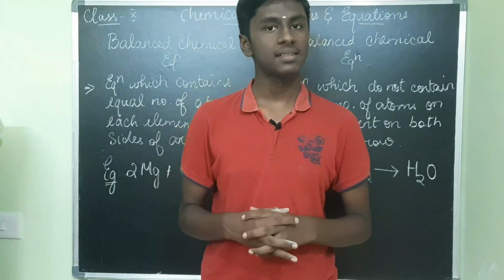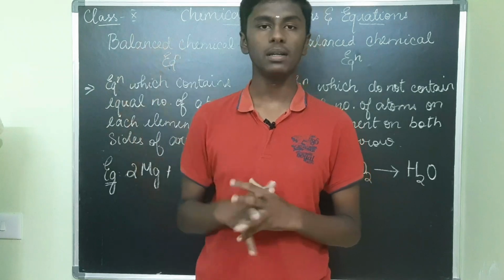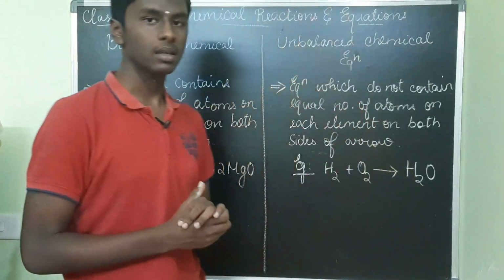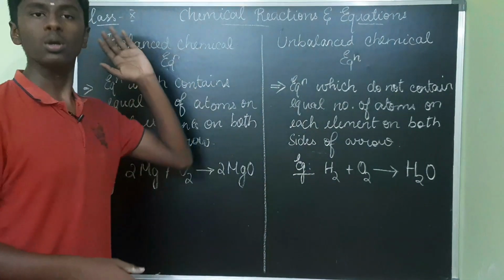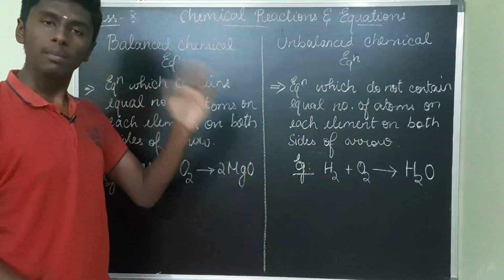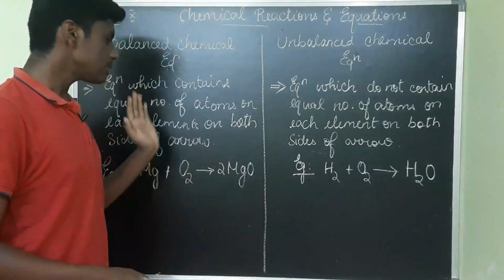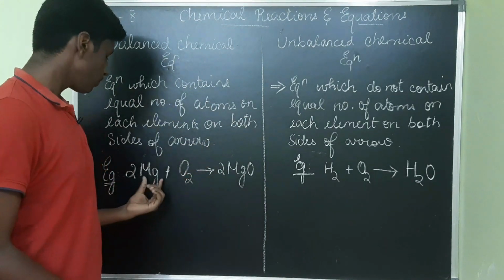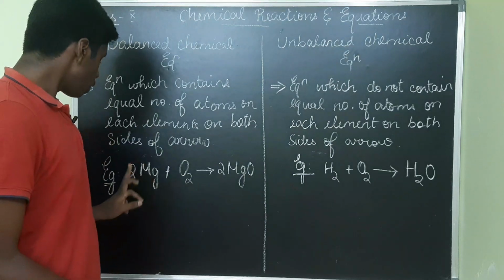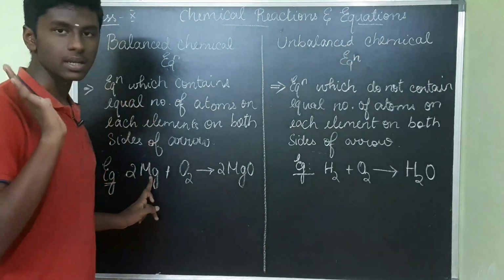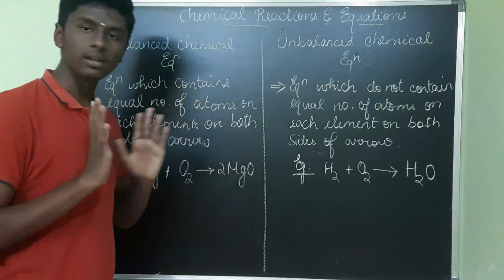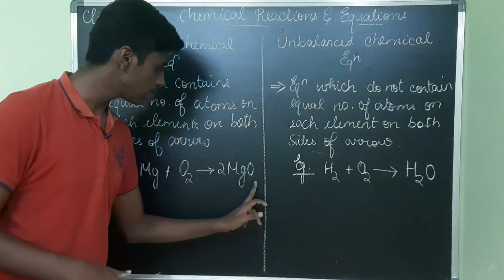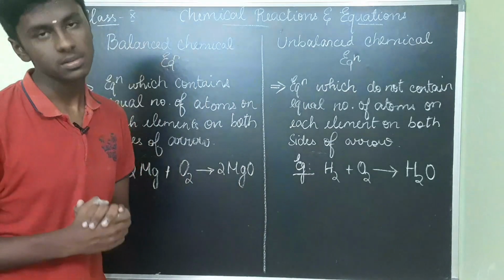So now let's understand the difference between a balanced chemical equation and an unbalanced chemical equation. A balanced chemical equation is an equation which contains an equal number of atoms of each element on both sides of the arrow. If we take magnesium, here 2 magnesium atoms are there, here also 2 magnesium atoms, and 2 oxygen atoms on each side.